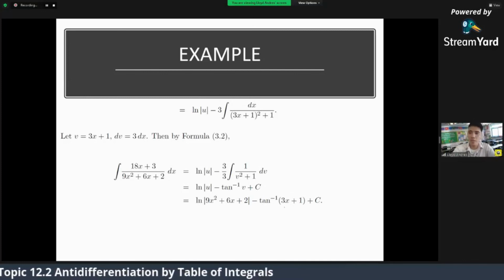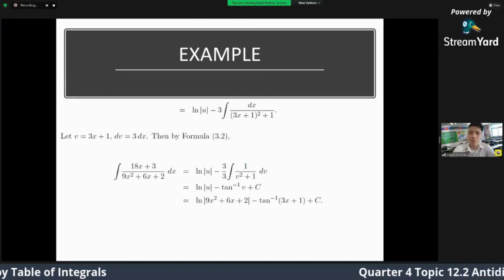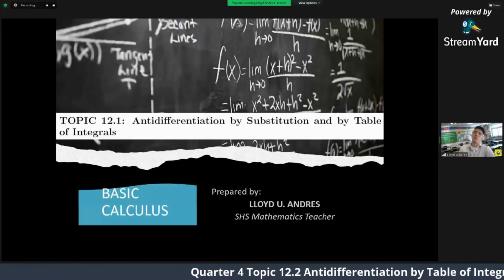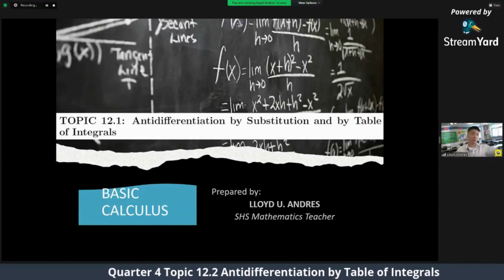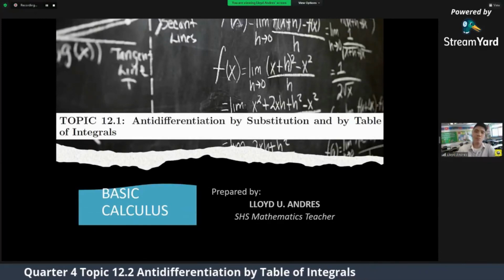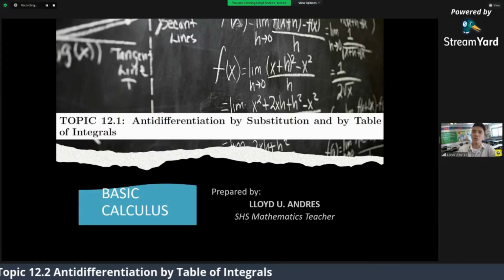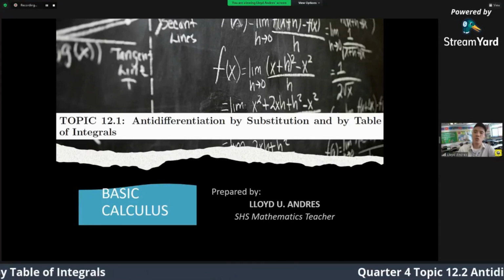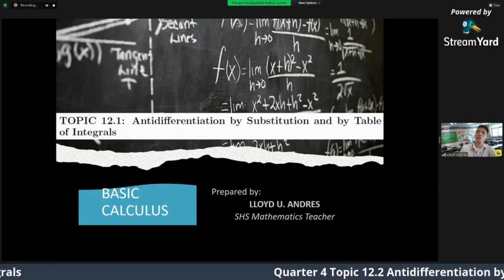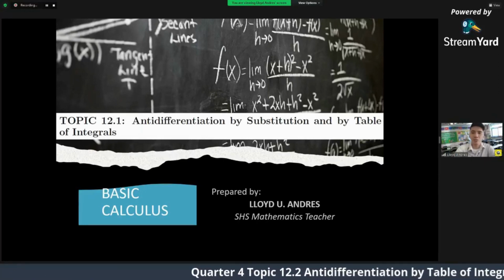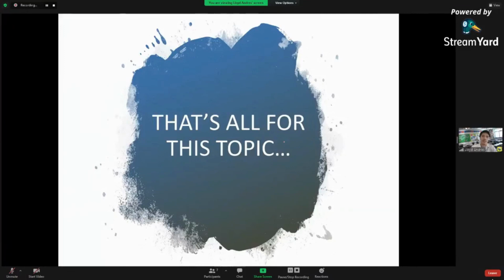There will be more examples like this. At least you followed the process. It is a bit tough, but that's all for topic 12.2, anti-differentiation using table of integrals. Thank you and see you next session.